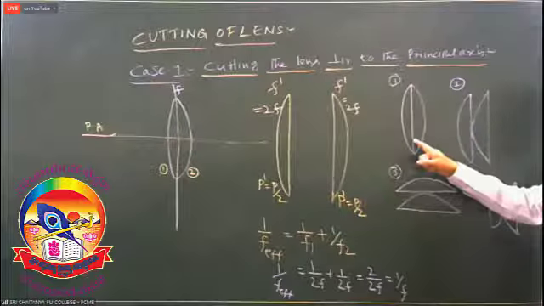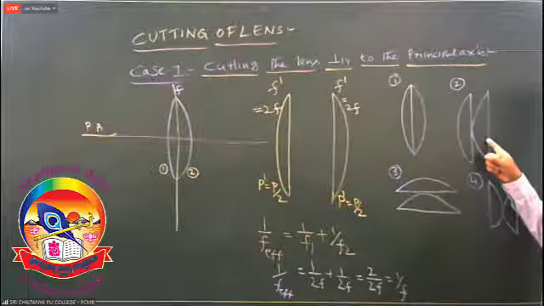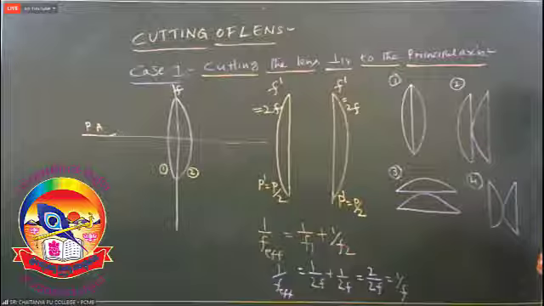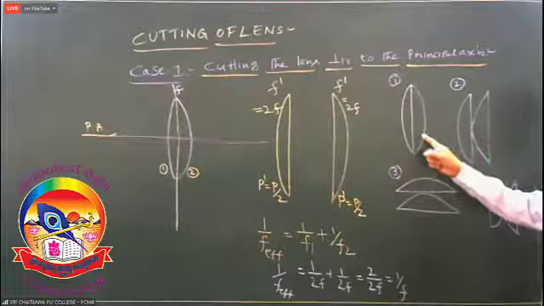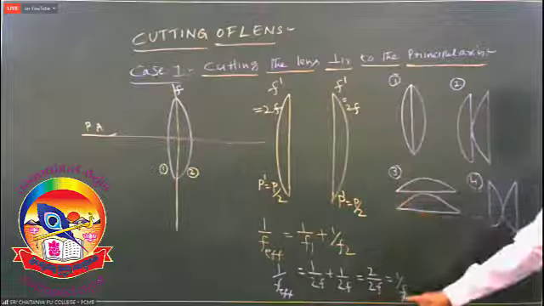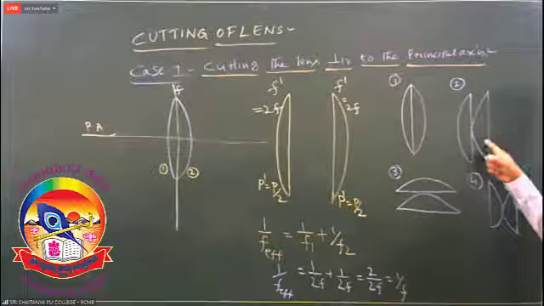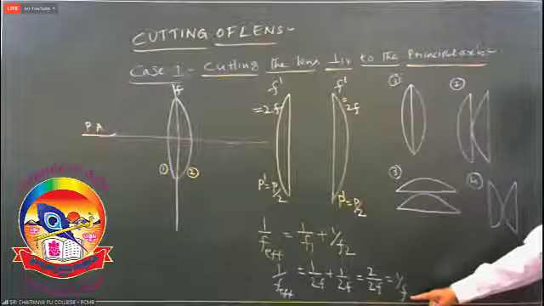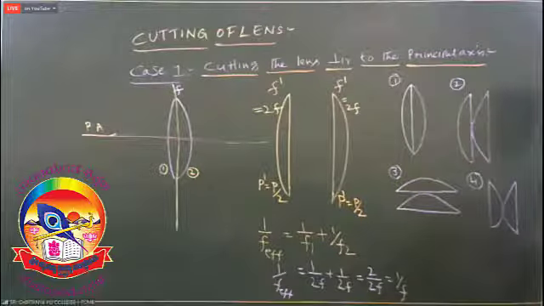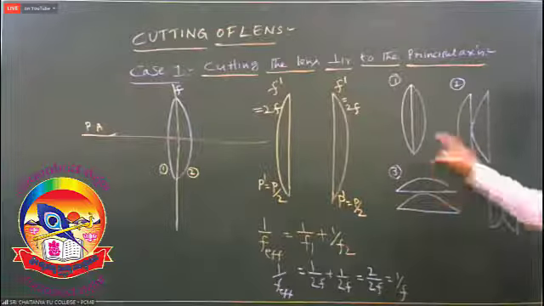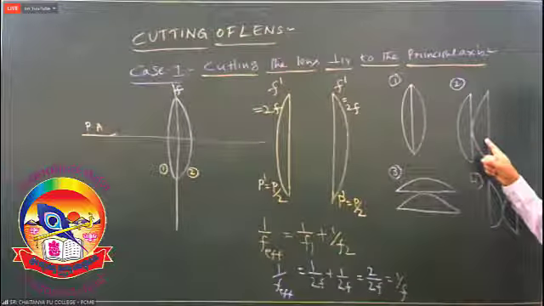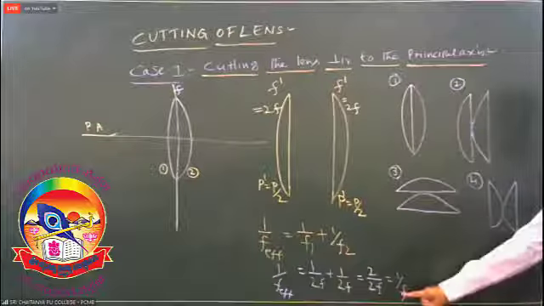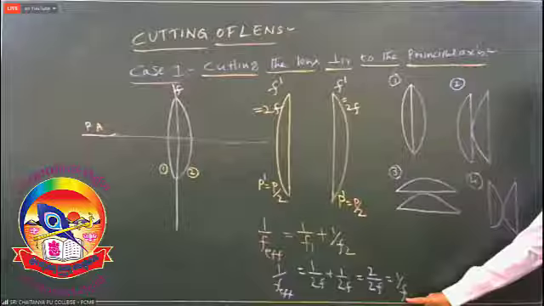First they are arranged like this. Next they are arranged like this. You are asked to calculate the ratio of the effective focal lengths in these two cases. In this case also the effective focal length is f. In this case also f. So f by f is equal to 1:1. Either this one and this one, this one and this one, if we do the ratio, the result will be 1:1 only because the effective focal length is f.